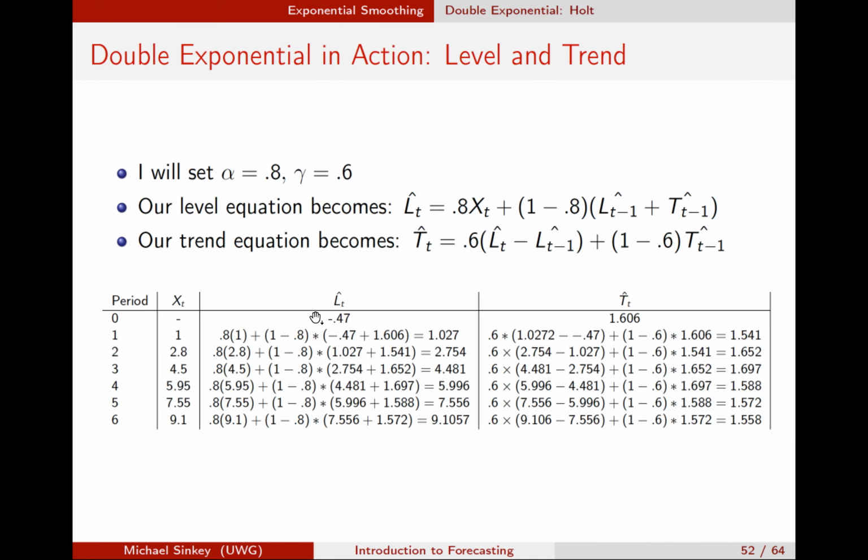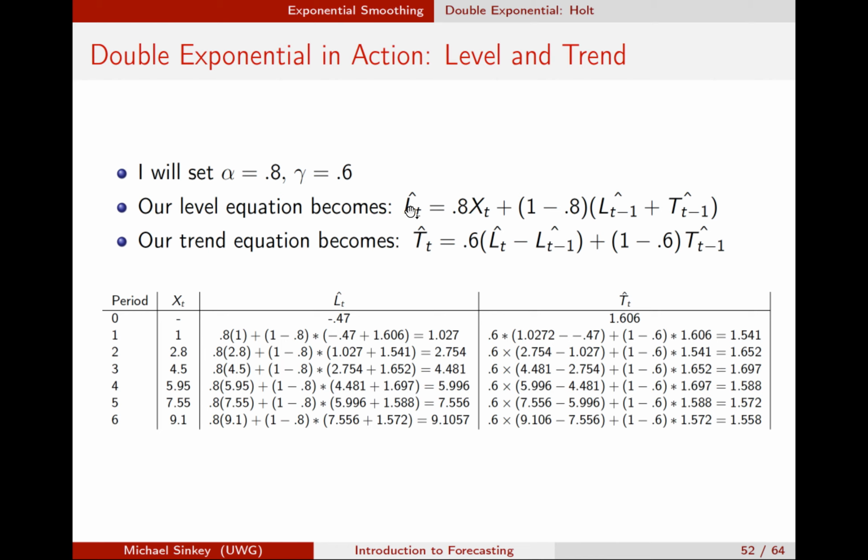All right, so let's put it into the level and trend equation. I get the minus 0.47 here and the 1.606 from fitting a regression through the data points. I'm going to have some smoothing parameters. Alpha is the smoothing parameter associated with the level. Gamma is the smoothing parameter associated with the trend.